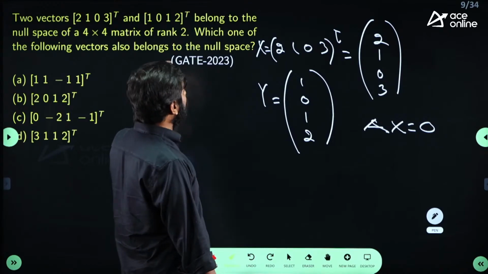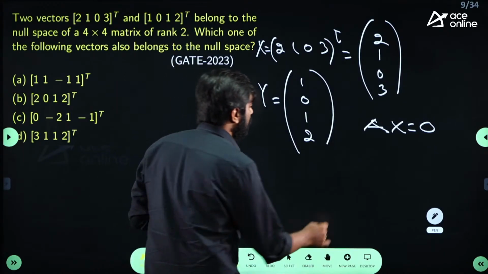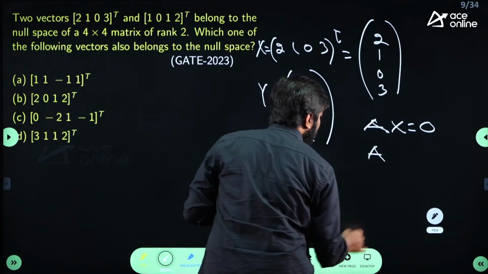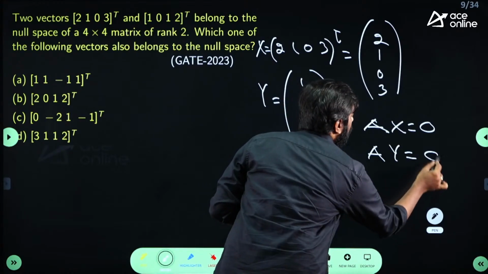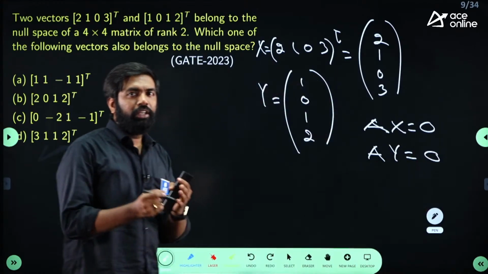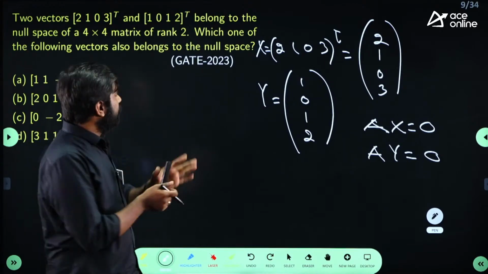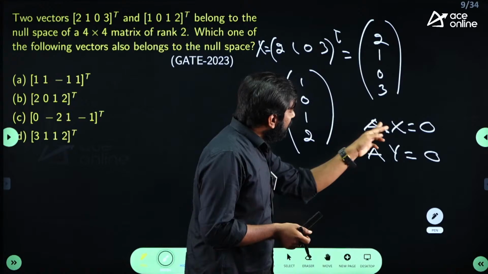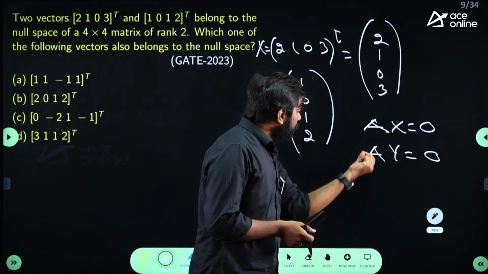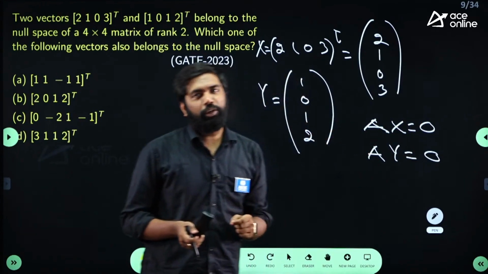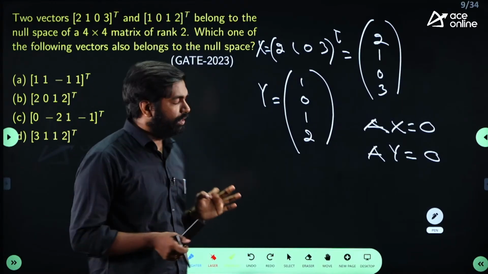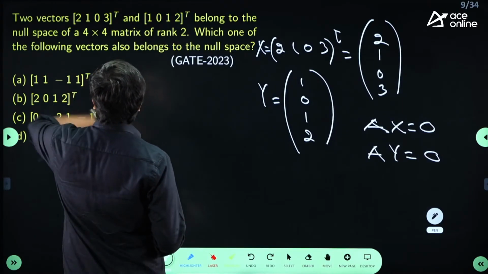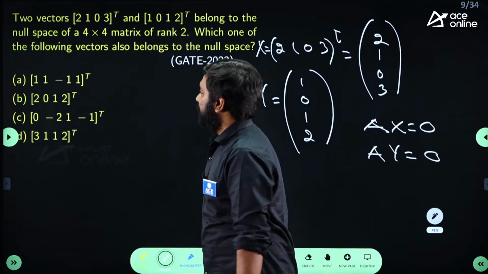In the same way, y also belongs to the null space. So that means when you multiply A with y, what you get is 0. So when someone says that this vector belongs to the null space, it means when you multiply A with x, you will get a 0 vector. When you multiply A with y, you get a 0 vector. So this information is given. Which one of the following vectors also belong to the null space?